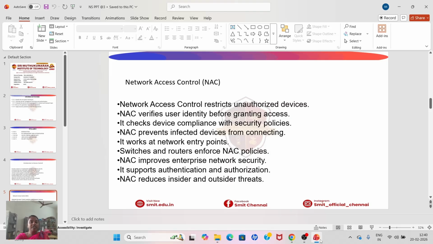The benefits of network access control are that it improves network security, reduces insider threats, prevents malware spread, and enforces policy compliance.